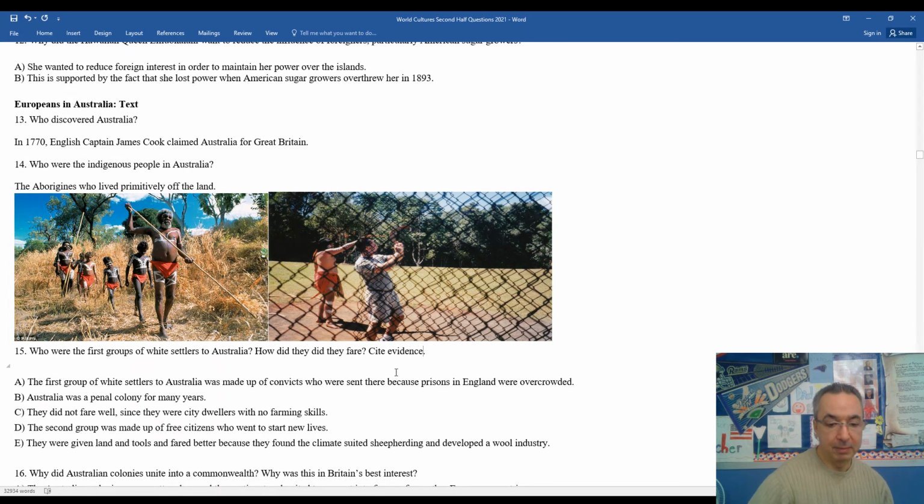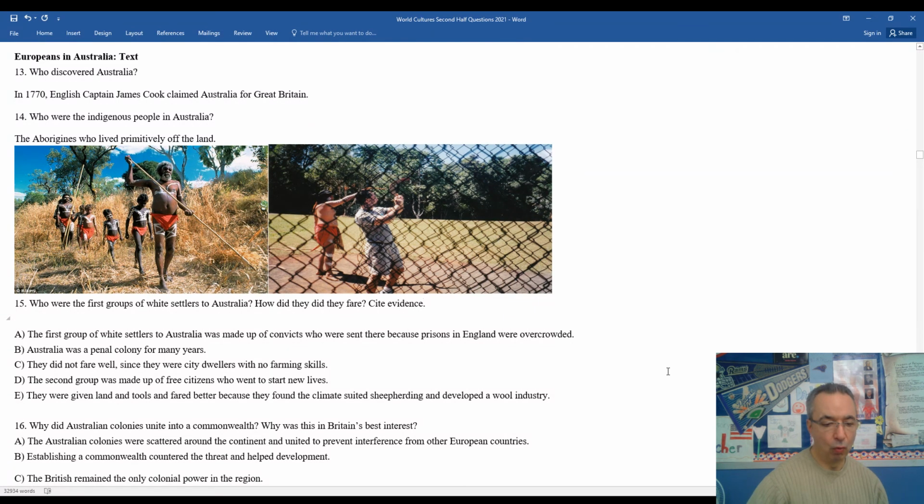The second group was made up of free citizens who went there to start new lives, similar to the motivating factors behind why most people came to the American colonies. And they were given land and tools, and they fared better because they found the climate suited to sheep herding and developed a wool industry.